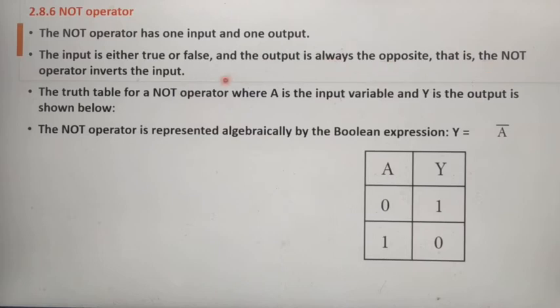That is, the NOT operator inverts the input. The NOT operator always inverts. Invert means negate the input values. So 0 will become 1, and 1 will become 0. So it is also called an inverter. The truth table for a NOT operator, where a is the input variable and y is the output variable. Here a is our input variable and y is our output variable.